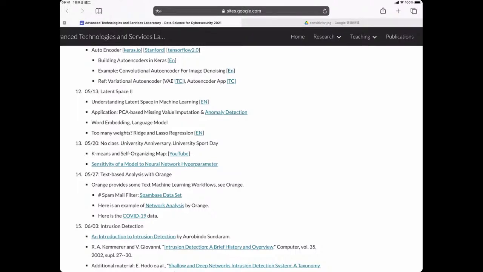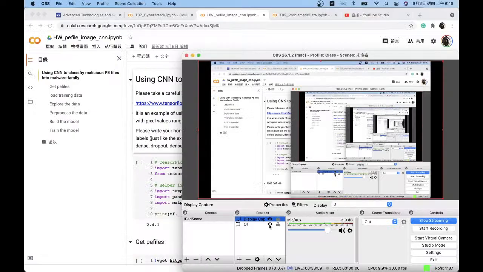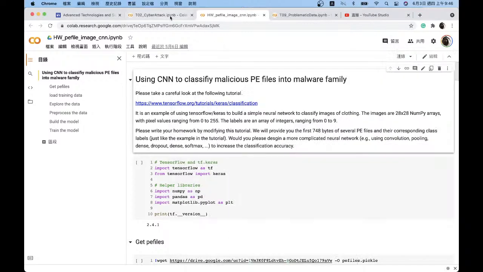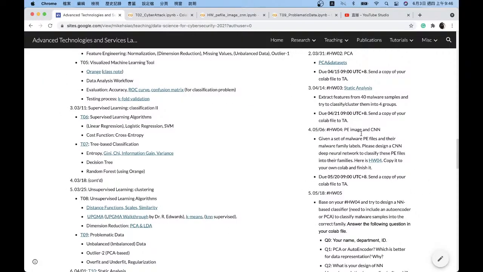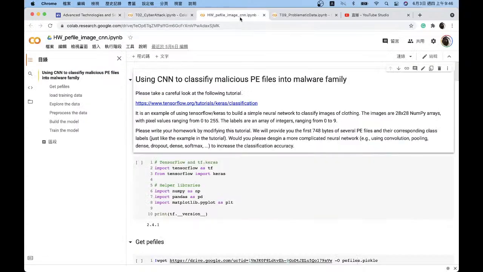So I think we can change it to this. Okay, I think that's good. Our homework number 4 is here: PE file and the convolution neural network. So here it is.